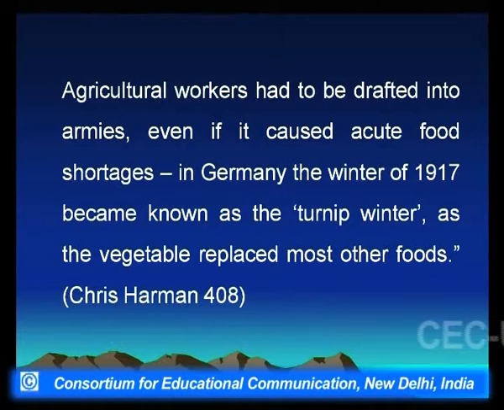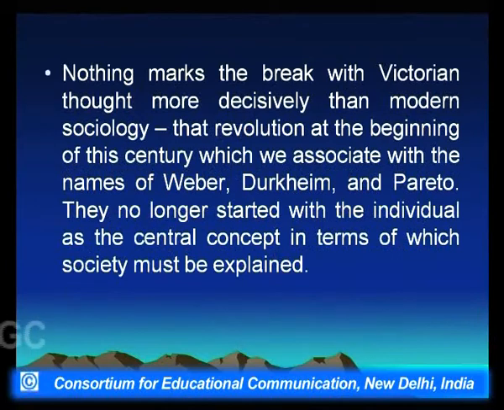They had not been trained to fight in the armies, but the peasants and workers were drafted into the armies, even if it caused acute food shortages. In Germany, the winter of 1916 became known as the turnip winter, because no food was available, as the vegetables replaced most other foods. And it's very difficult to eat turnip to assuage one's hunger, because turnip, that is shalgam, is not meant to be eaten raw. So it was called the turnip winter because people didn't have anything else to eat, and because all the food producing industries had been shut down and people didn't know what to eat to survive.